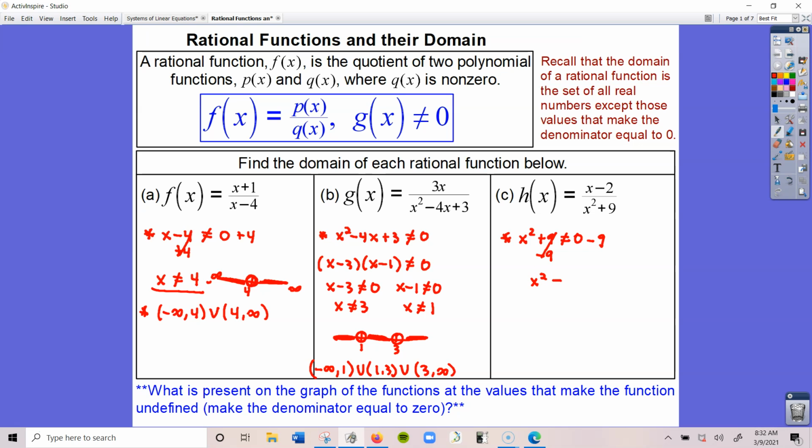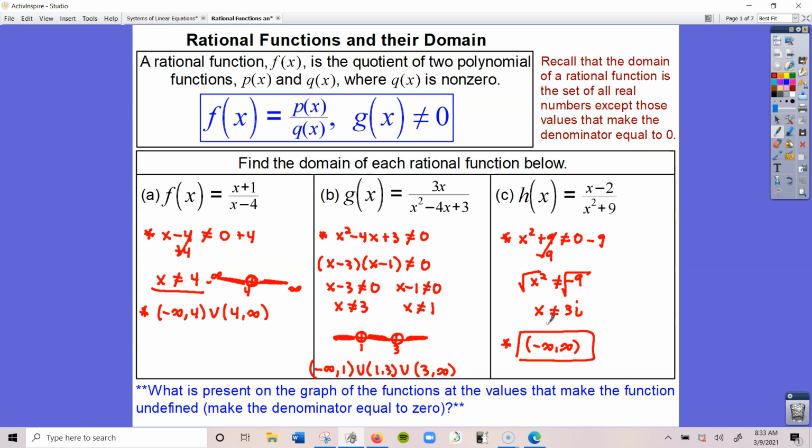So x squared cannot equal negative 9, and then square root both sides. And we get that x cannot equal, now here we have the square root of a negative number. So that means that we would have i, and the square root of 9 is 3, so 3i. If you ever end up where the denominator is equal to some imaginary number, that means that the denominator will never equal 0, meaning that for the domain, it would be from negative infinity to positive infinity. Since the denominator never equals 0, there is no problem.